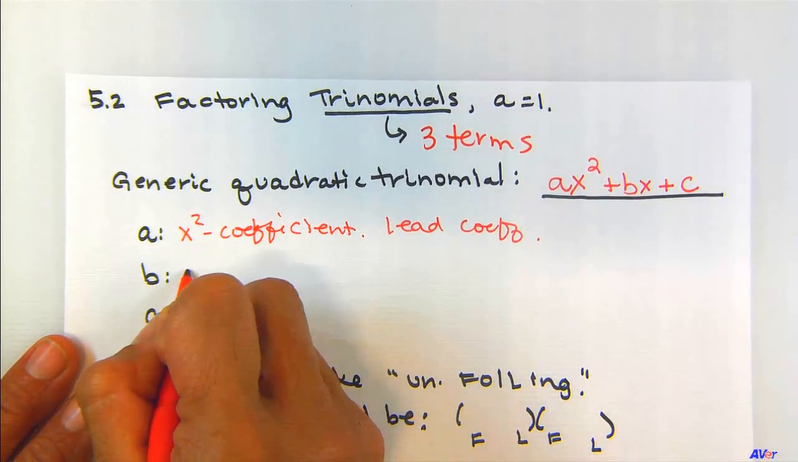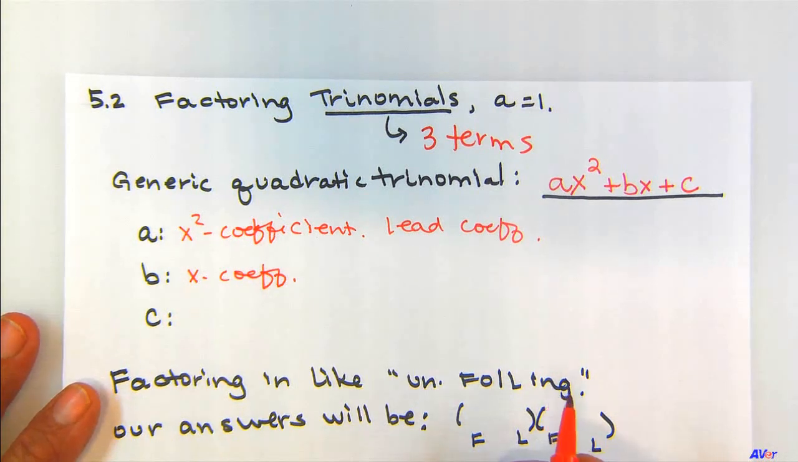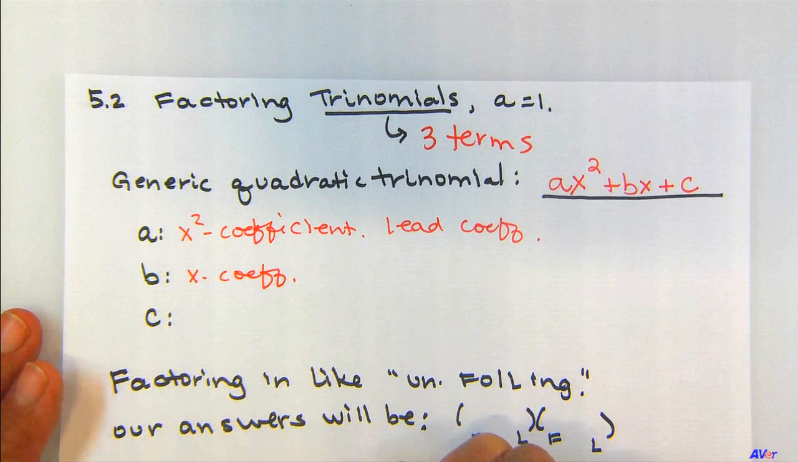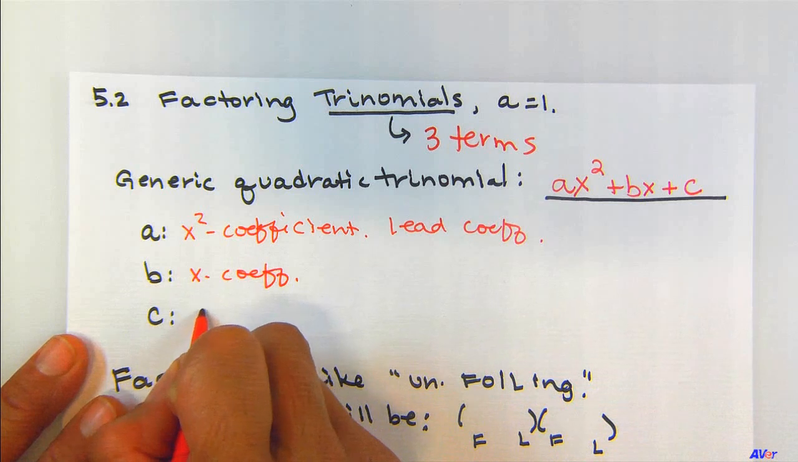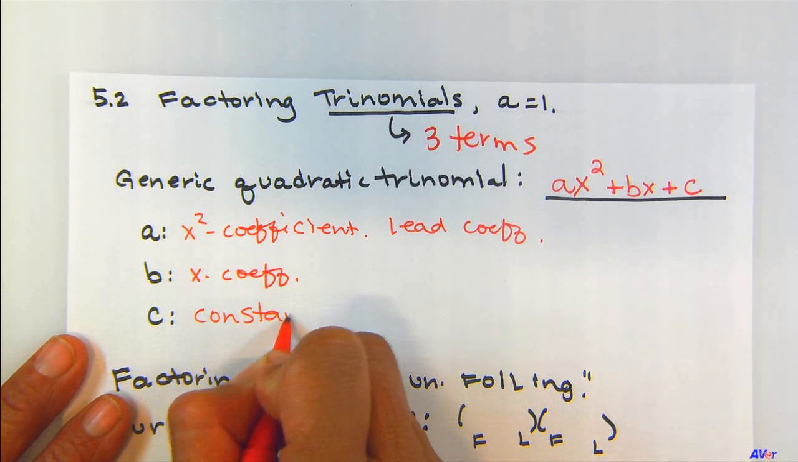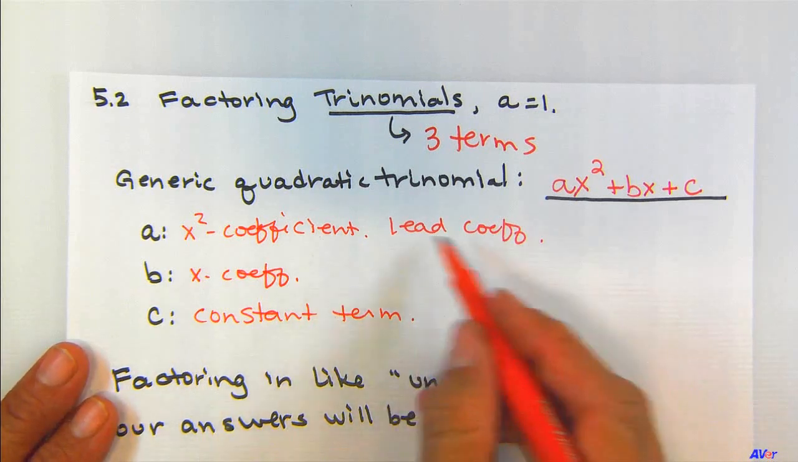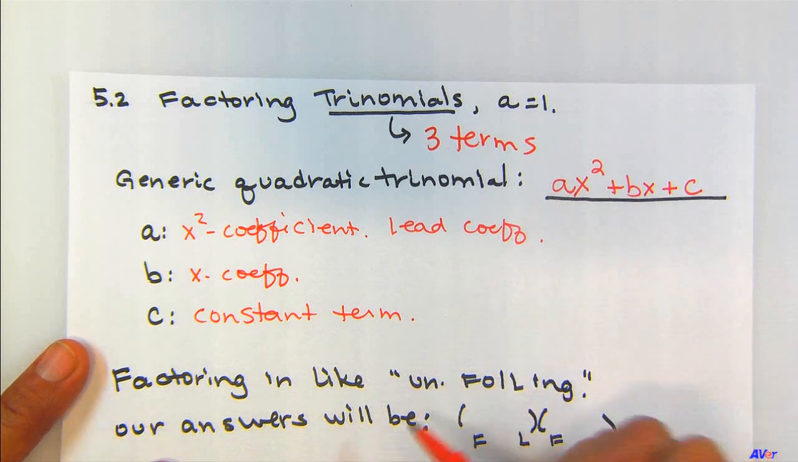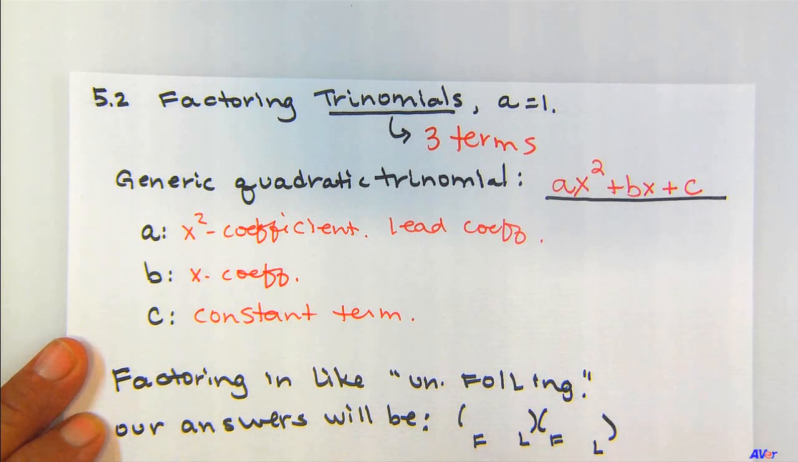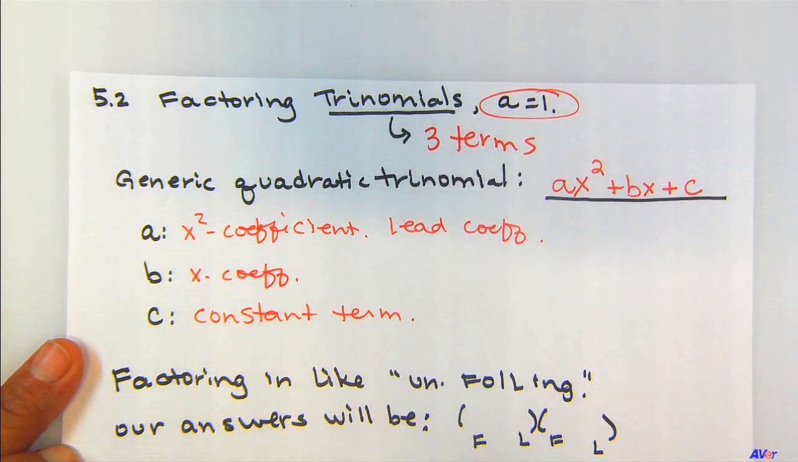Okay. B is the x coefficient, the one in the middle if you write it in standard form. And C, remember what we call C, the one without the variable? I gave it away, didn't I? Sorry. Constant term. Okay. So all of these coefficient values are going to play a role in how we factor our trinomials. So the first ones we start with are the ones when a equals 1. So when that leading term is 1.